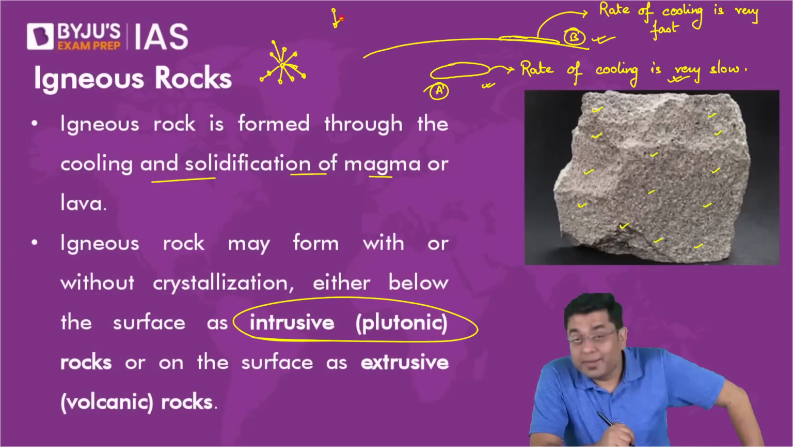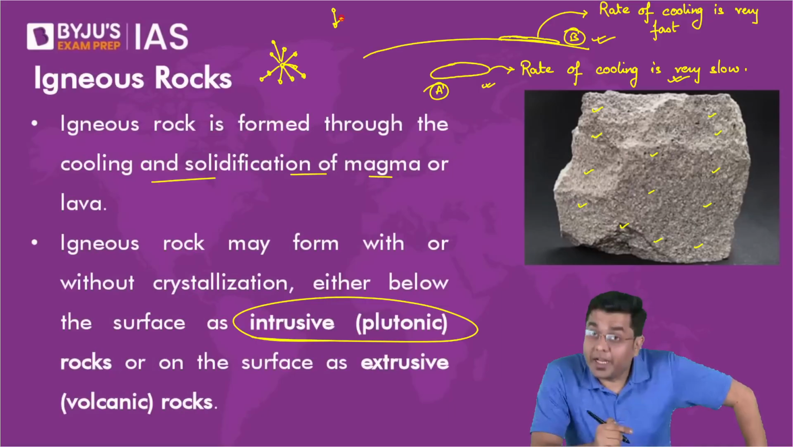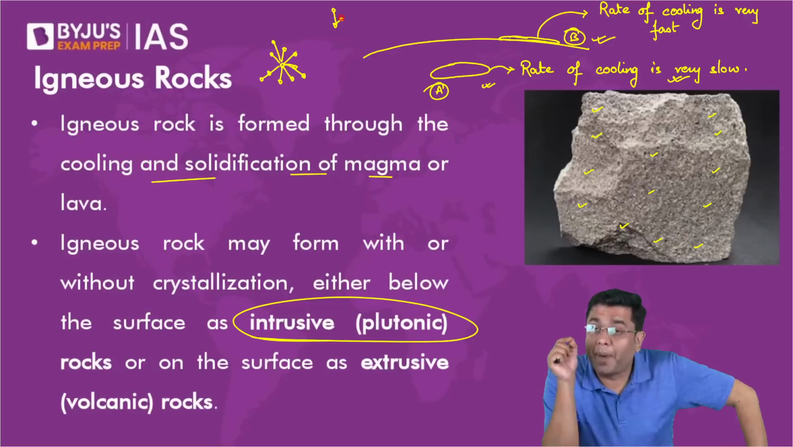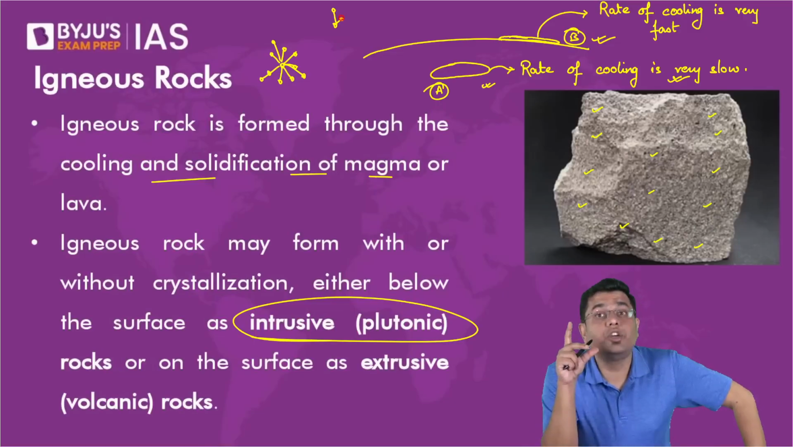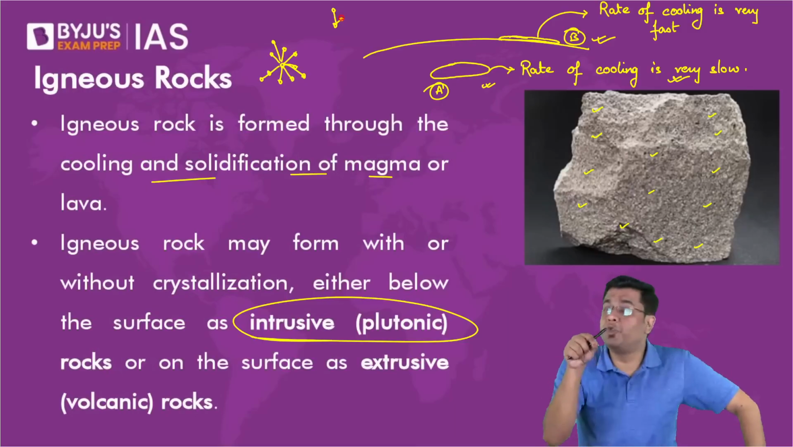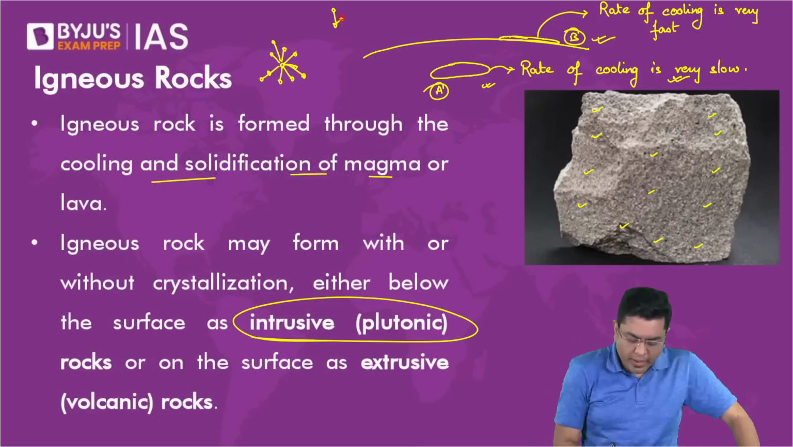Isn't it? That is why when you observe the intrusive igneous rocks, their crystals, each of the particles, they are larger in size because they have cooled down very slowly. So each of the particle has grown larger in size while solidifying. Whereas in the case of the extrusive, because they have cooled down suddenly, the particle size is much smaller.